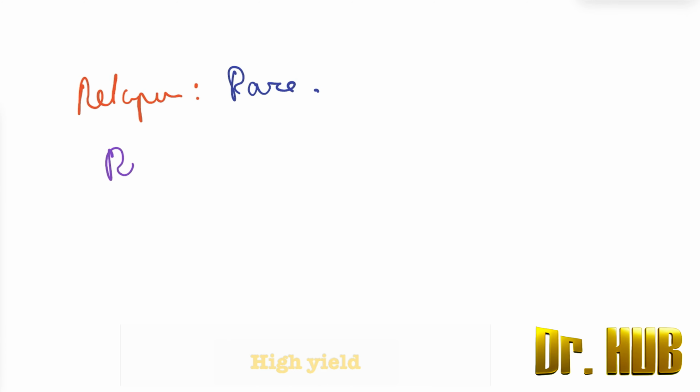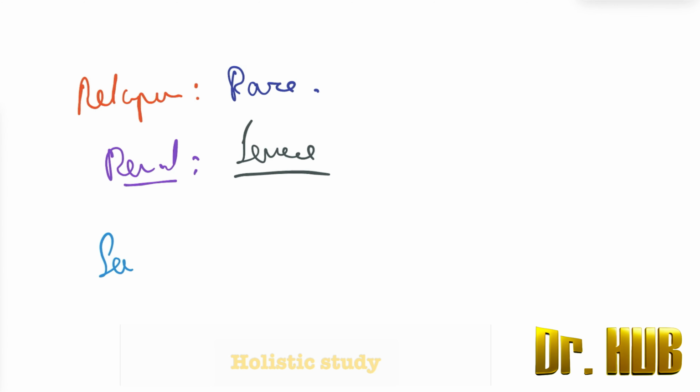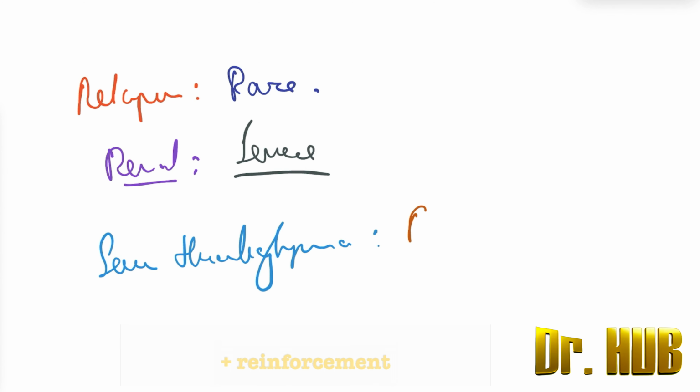Next, what about the renal impairment? In terms of renal impairment, it is very severe. HUS, as you can say, it is very severe. Then what about the severe thrombocytopenia? In case of severe thrombocytopenia, in HUS, it is very rare.